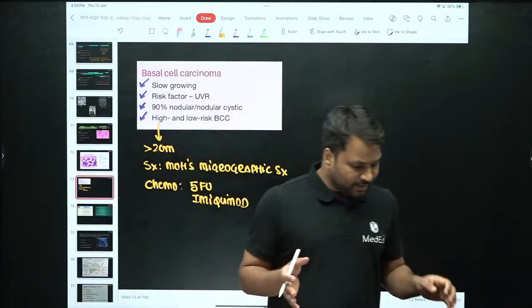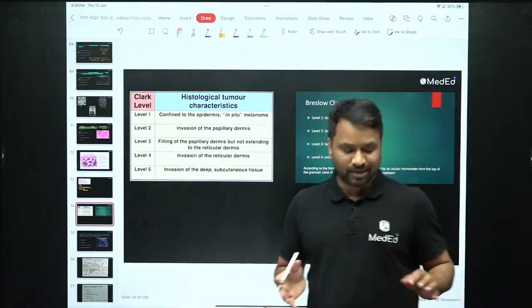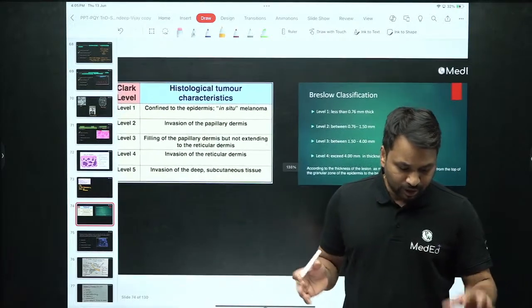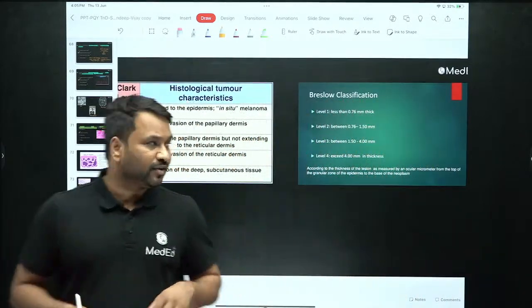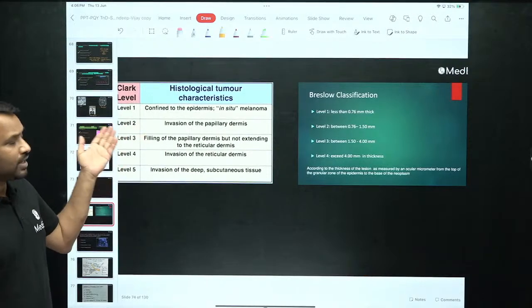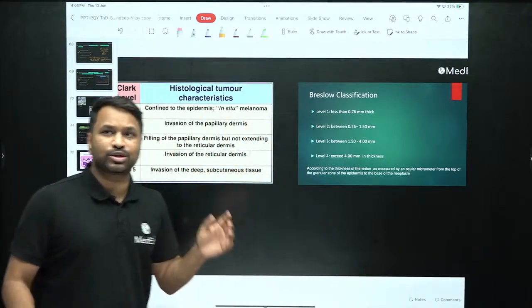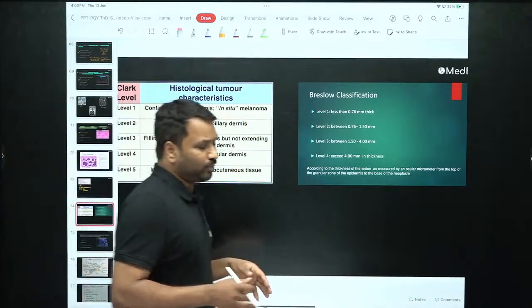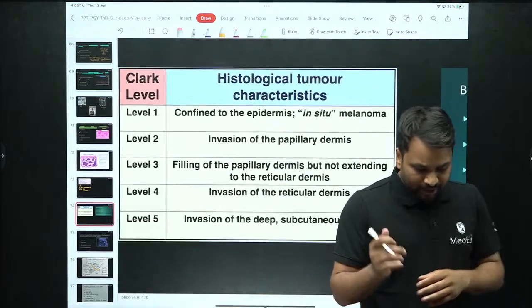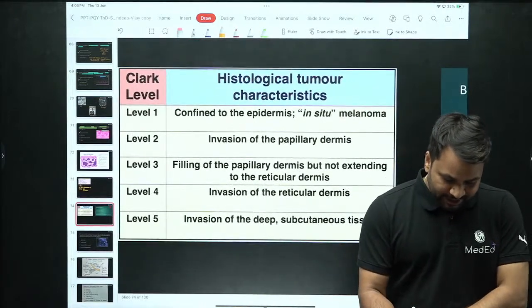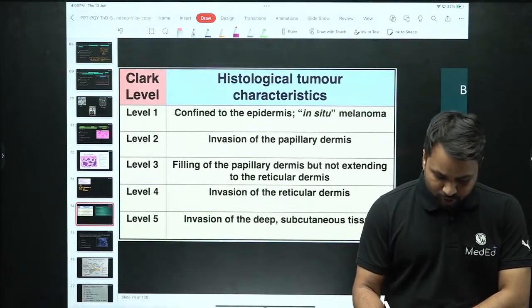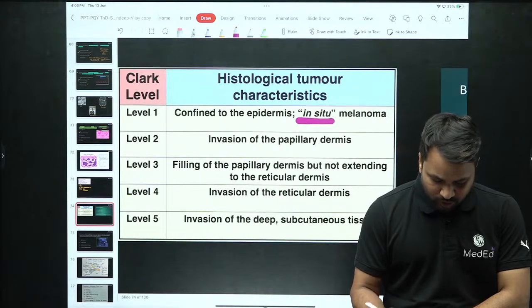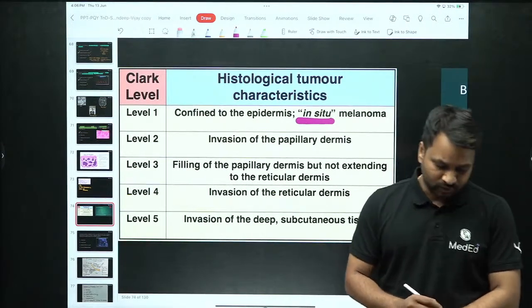For the skin malignancies, another important one is your malignant melanoma. In malignant melanomas, you have two classifications that I've shown you here. One is Clark's level, another one is Breslow's classification. Both of them have to be looked at. So when you look at Clark's level, level 1 tumor is confined to the epidermis. It is called the in situ variant.